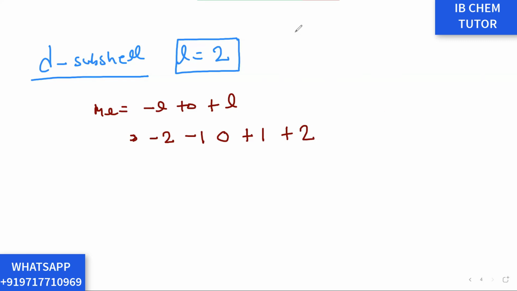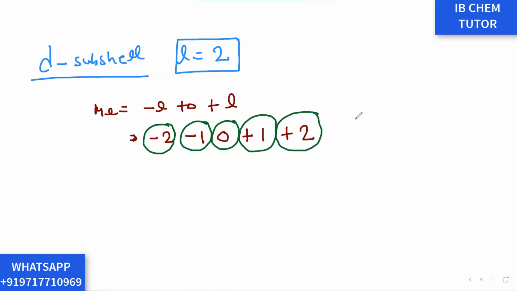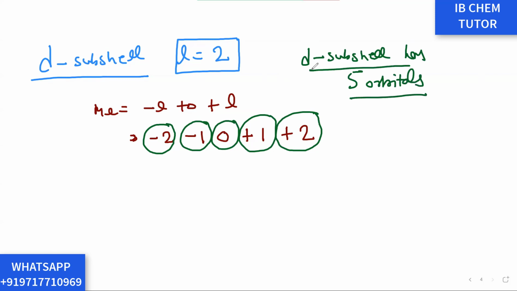Okay. Now if you see here, how many orbitals are there? This is one orbital. This is the second orbital. This is the third orbital. This is the fourth orbital. And this is the fifth orbital. So you will say that D subshell has 5 orbitals.